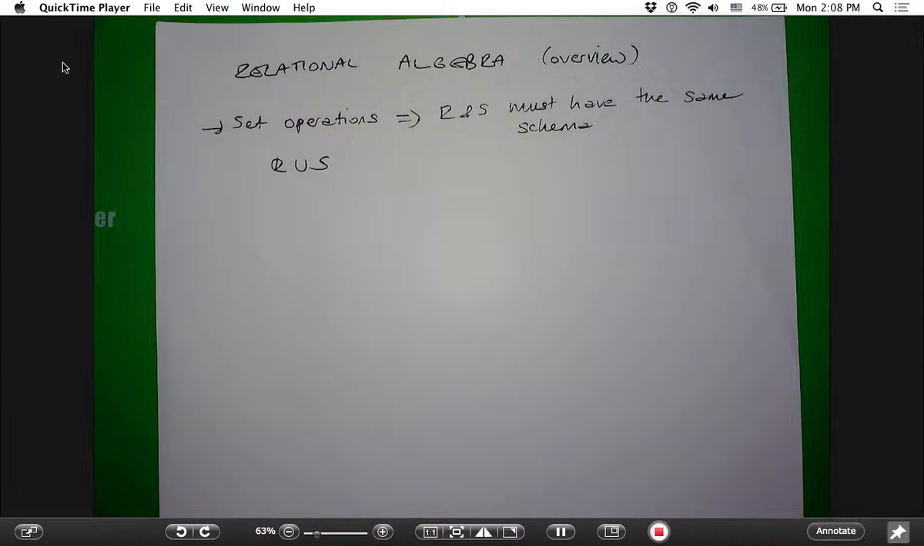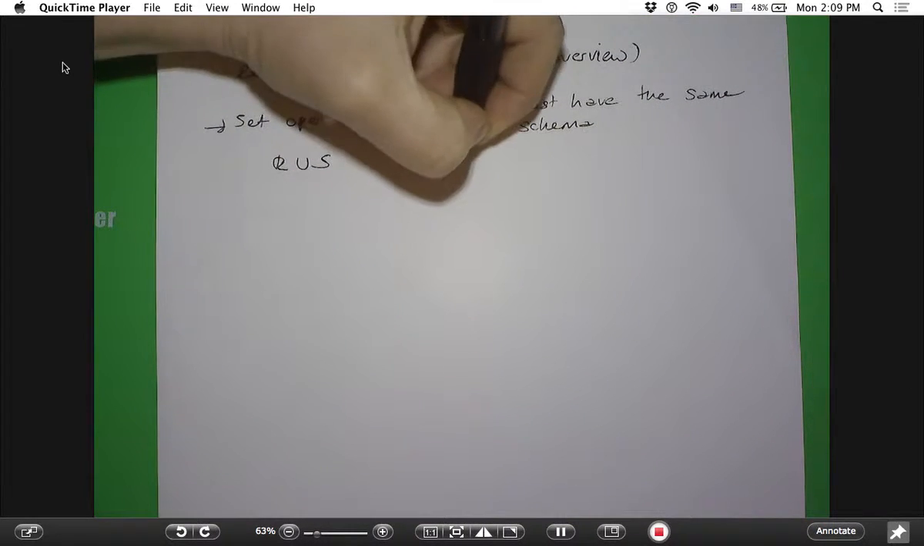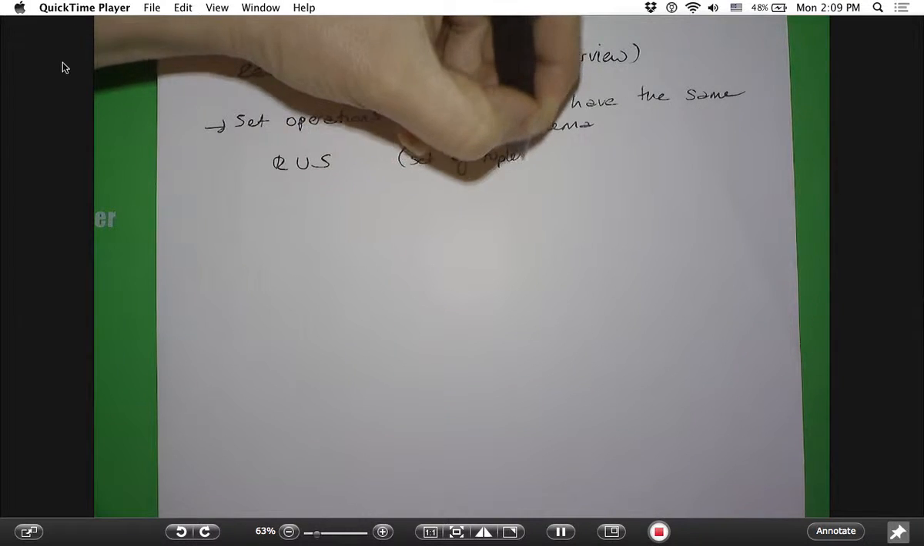And when you do set union, remember that this is a set of tuples, so there are no duplicates. So even if you had duplicate tuples, the same tuple in two relations, when you union, obviously you're going to only have one of it. So remember, set of tuples, no duplicates.